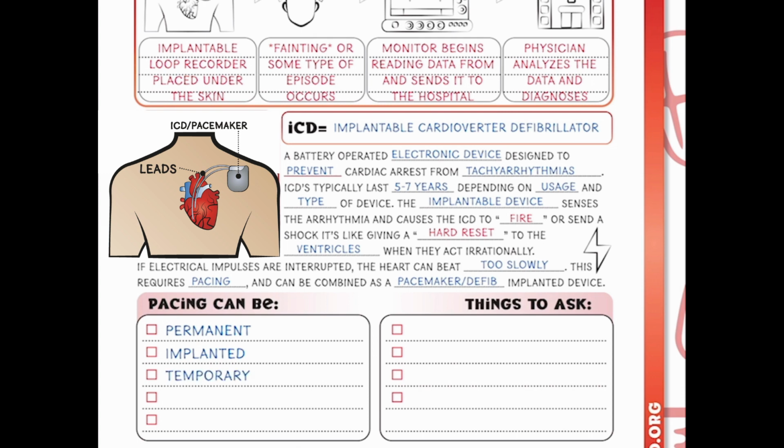We can also see this as a temporary pacing. Temporary is used for short-term heart rate regulation, and this is often during a hospital stay or until a permanent pacemaker can be put in place.